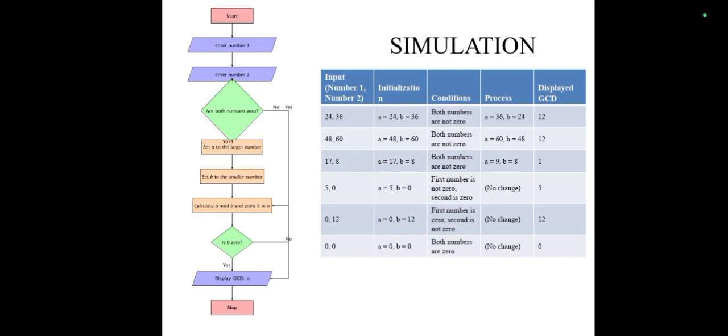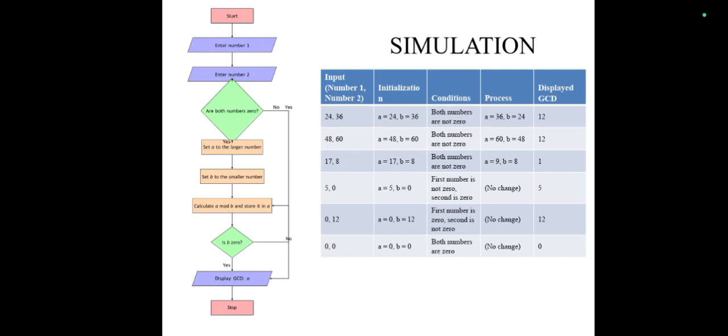Initialization. Initially, A is set to 24 and B is set to 36. Both numbers are not 0, so the flowchart proceeds. The flowchart swaps the values of A and B, making A equal to 36 and B equal to 24. This is done to set up the process of finding the GCD. Now, display the GCD of 24 and 36, which is 12. So, that's how we find the GCD.